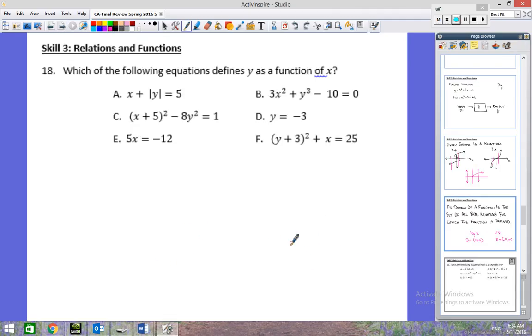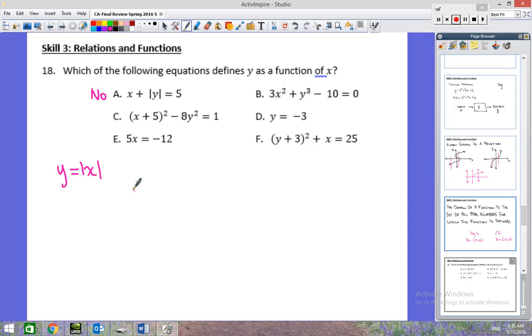So here, let's jump in and take a look at some problems. Here, it's asking us to identify which of the following equations defines y as a function of x. So our answer on each of these is going to be yes or no. Yes, it's a function, or no, it's not a function. We came up with some basic rules of thumb to help us quickly answer this. If I see an absolute value symbol around a y variable, I know that does not define a function. If I had the absolute value around x, that's okay.